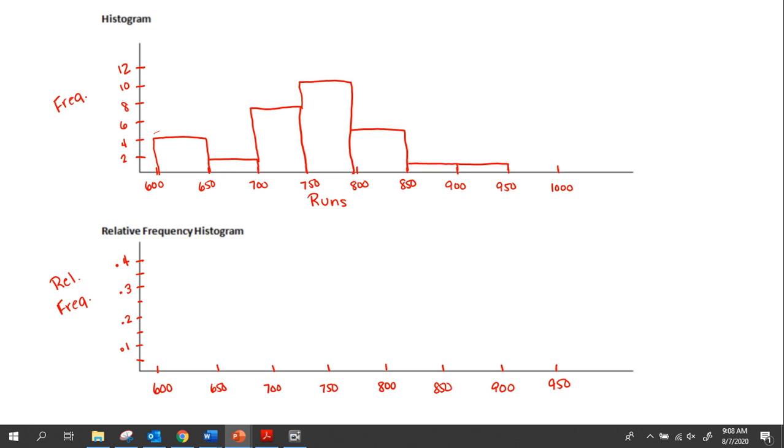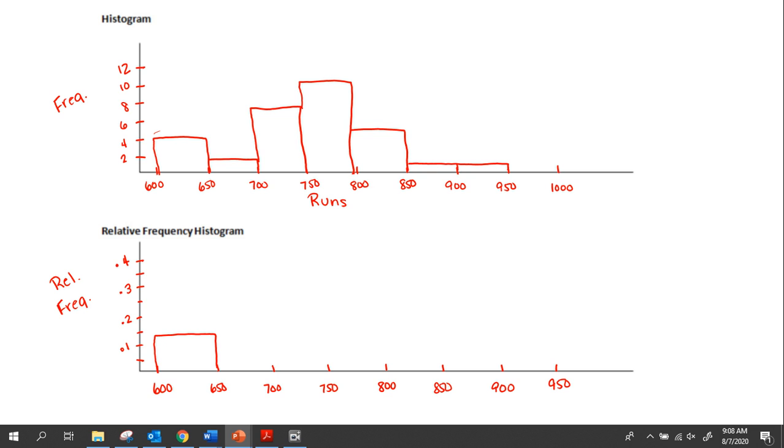So to get your relative frequency, you're going to take your number, so in this case 4, and divide it by the total, which is 30. And I'm going to come up with 0.13. Obviously, I've got 0.15, not 0.13, so just get as close as possible. It doesn't have to be perfect.